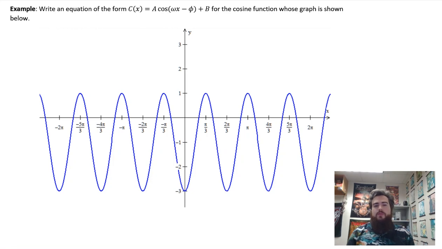That means we need to determine from what we were provided what the amplitude, the vertical shift, the period change, and the phase shift are. If we could figure out all those, then we can make an equation in this form.